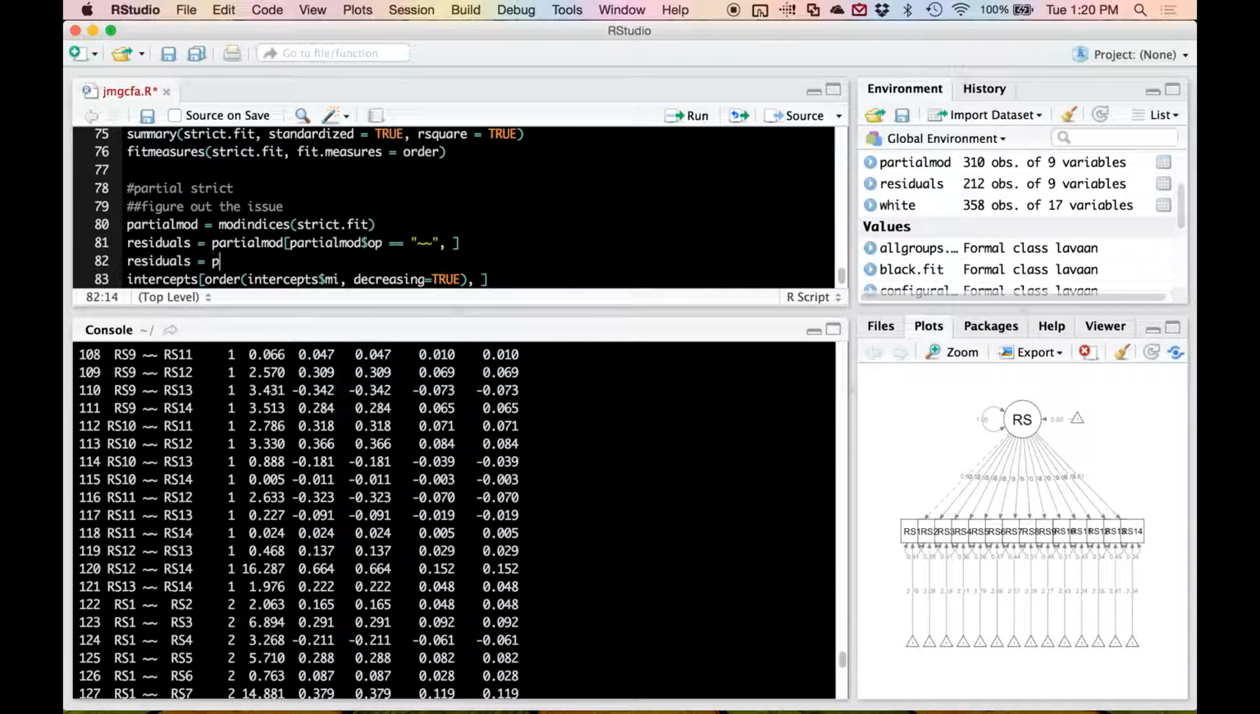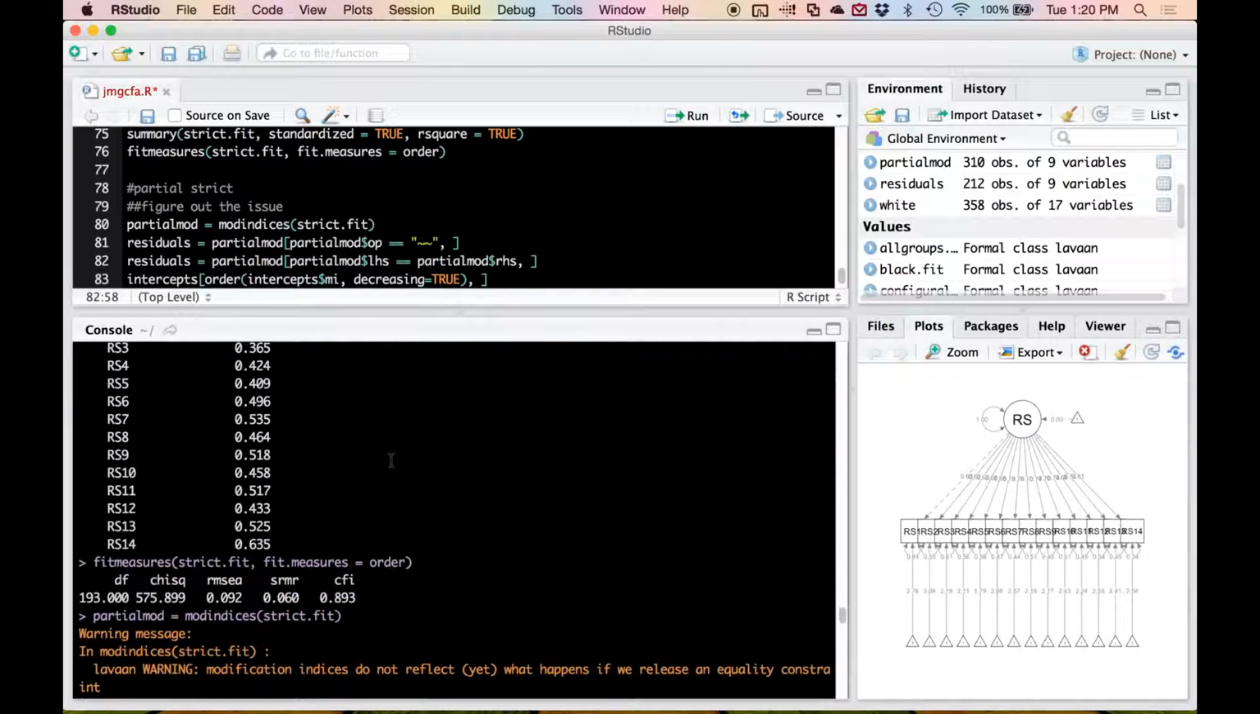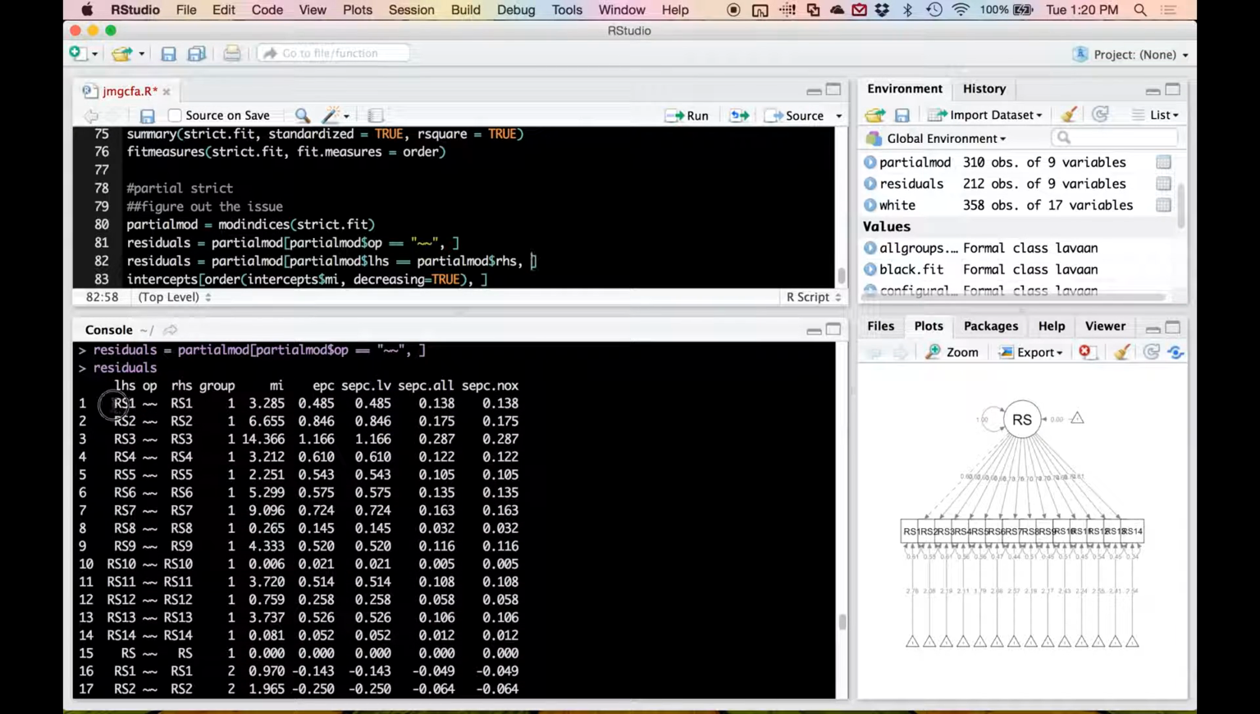So let's subset that out again, where what we're going to do now is where partial mod, the LHS, the left-hand side, is equal to the right-hand side, our RHS. Okay. So what that does, if I scroll down to the bottom here, you can see that LHS, left-hand side of the operation, RHS, the right-hand side of the operation.